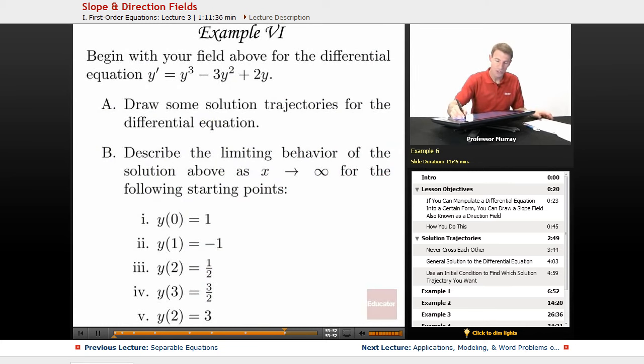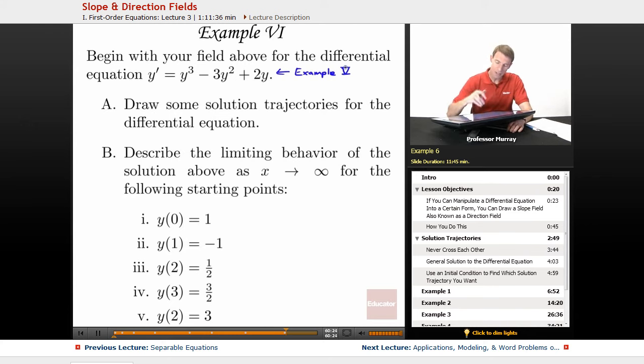So in example 6, we're going to start with the field that we had for the differential equation y prime is equal to y cubed plus 3y squared plus 2y. So we graphed this in example 5. If you haven't just watched example 5, what you want to do right now is go back and watch example 5, because that's where we generated the direction field, and we're going to use that direction field to solve example 6. So the first thing we're going to do is draw some solution trajectories. We actually saw some of those back in example 5.